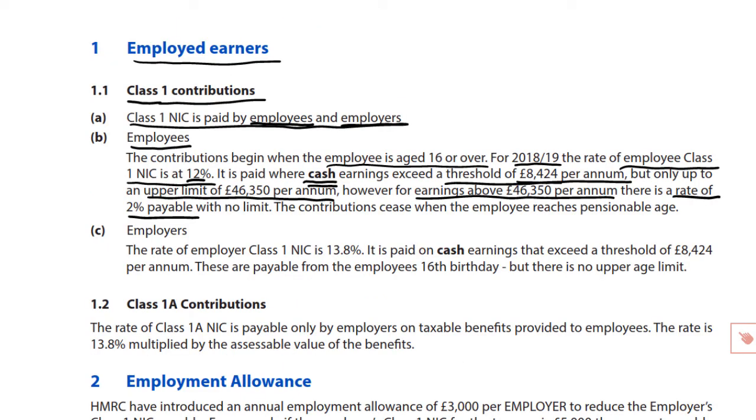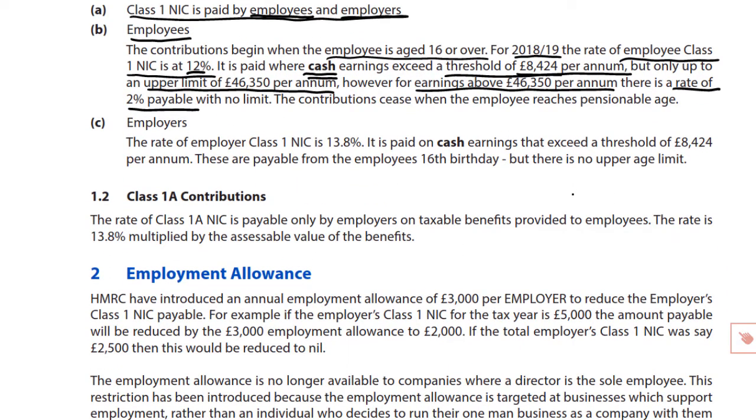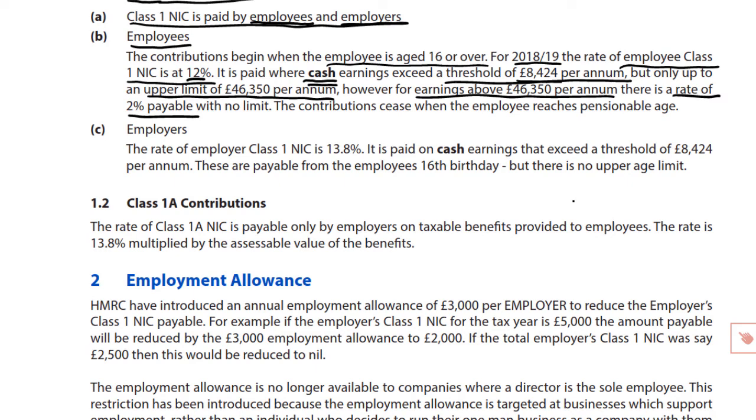Back to our notes. Okay. Employees, therefore, we've got our lower limit, our upper limit, nothing below the lower, 12% between lower and upper, and then 2% above that upper limit. The contributions will only cease when the employee reaches pensionable age. Again, it's not going to be an issue so far as you are concerned within your examination question. Clearly, it's someone that you'll be computing NICs for who has not reached pensionable age.